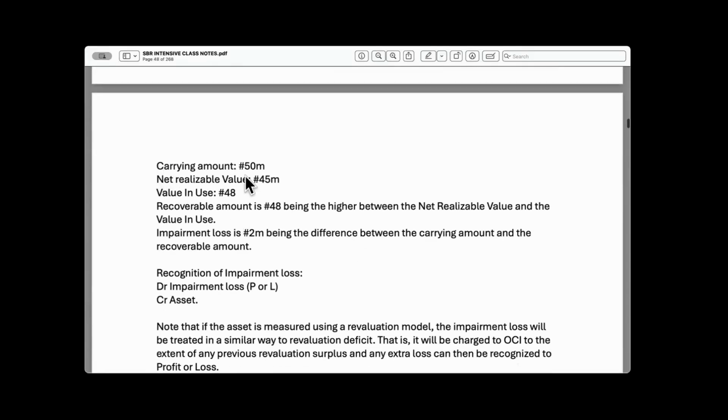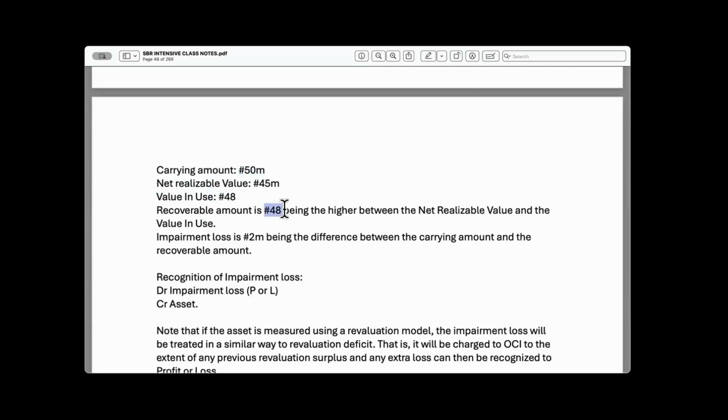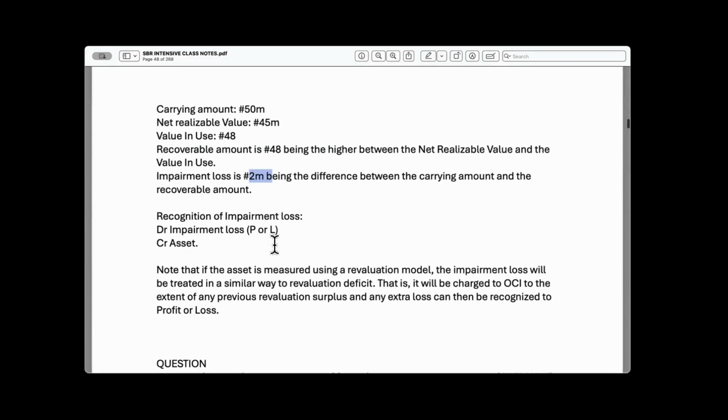And I gave you some examples. If the carrying amount is 50 million, net realizable value 45 million, value in use 48 million. So the higher between these two is 48 million, which is the recoverable amount, and the carrying amount is 50 million. So this shows that this asset has been impaired because the recoverable amount is lower. So you are carrying this asset higher than its realistic value. So you need to impair it. And for you to do that, that 2 million, you just take it to P&L and you credit the asset account.